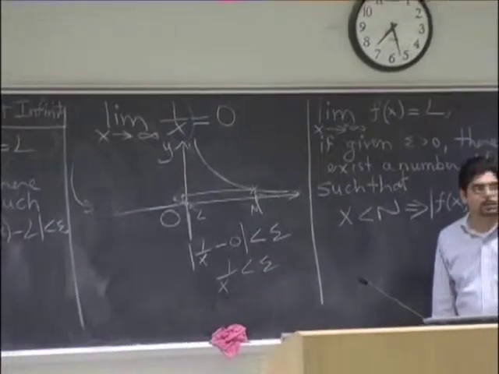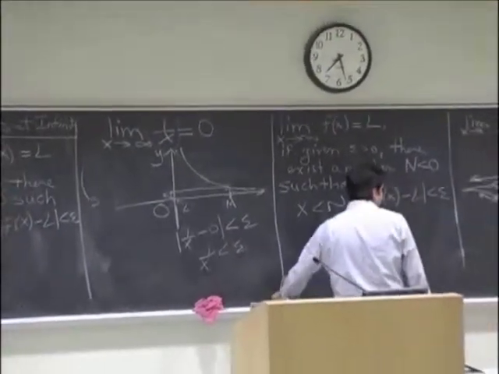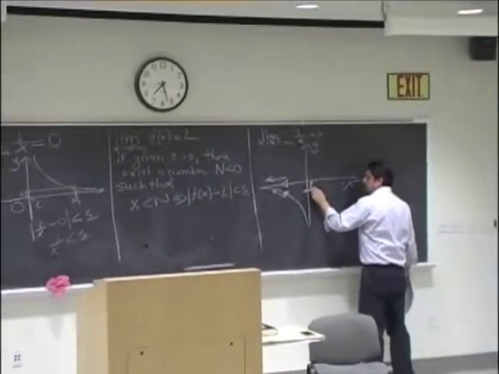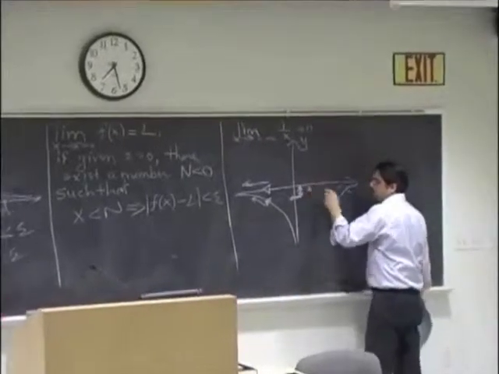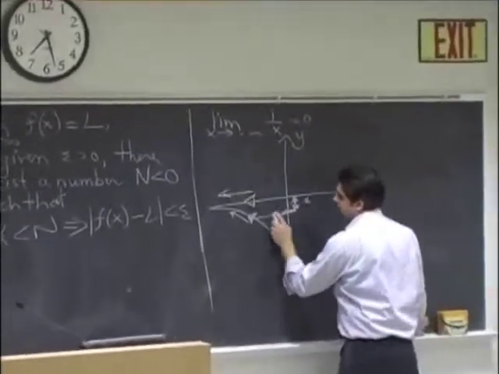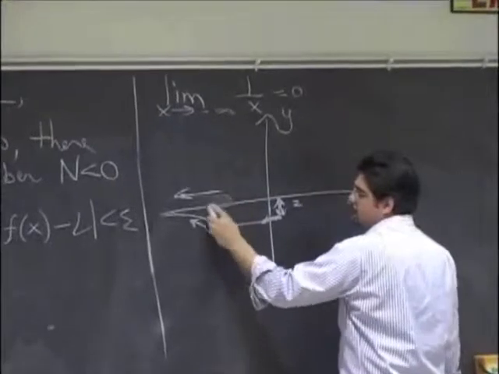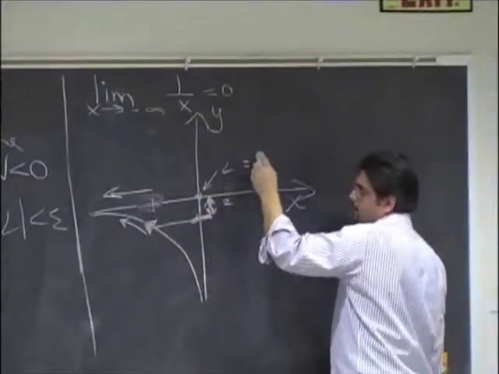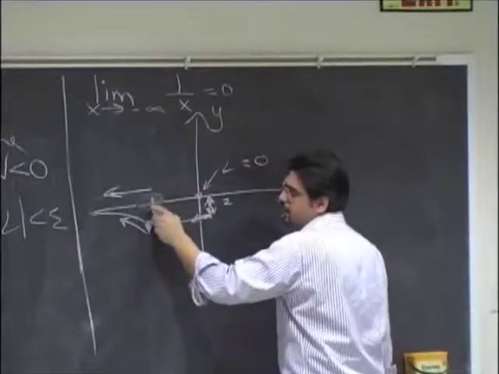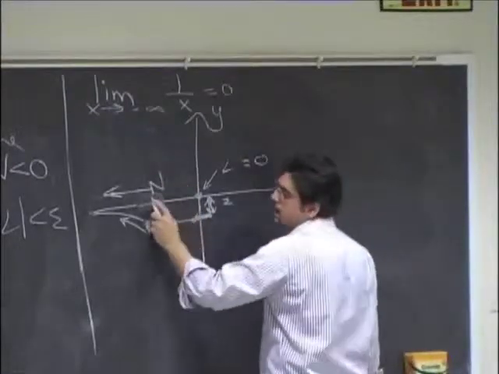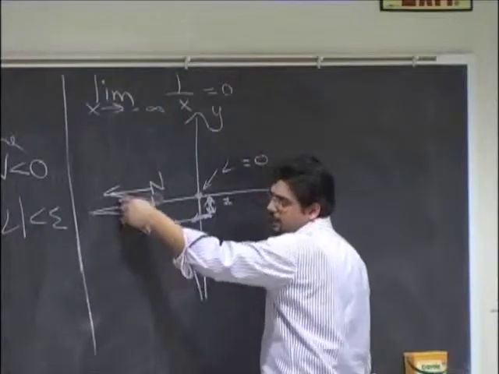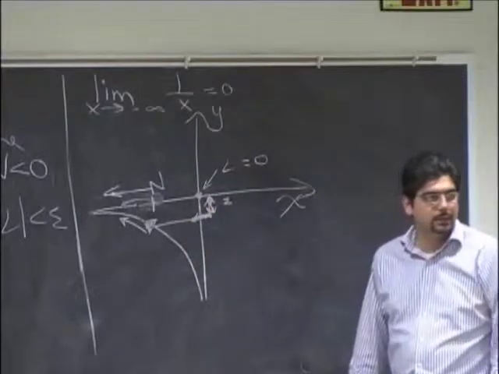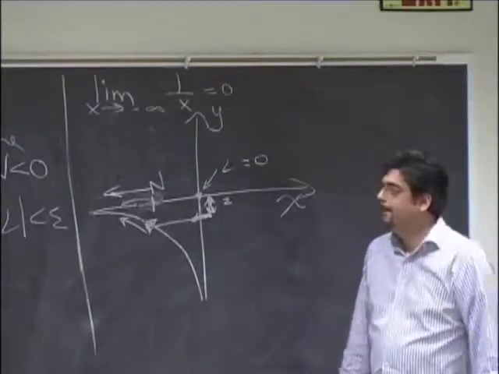I'm going to do the same thing for the other one here. Let me say that this distance is epsilon. Then all I have to do to make sure that my function values are epsilon away from the limit is find a number n, which is negative, so that to the left of that number, my function values will be within epsilon away. Is that clear? Okay.